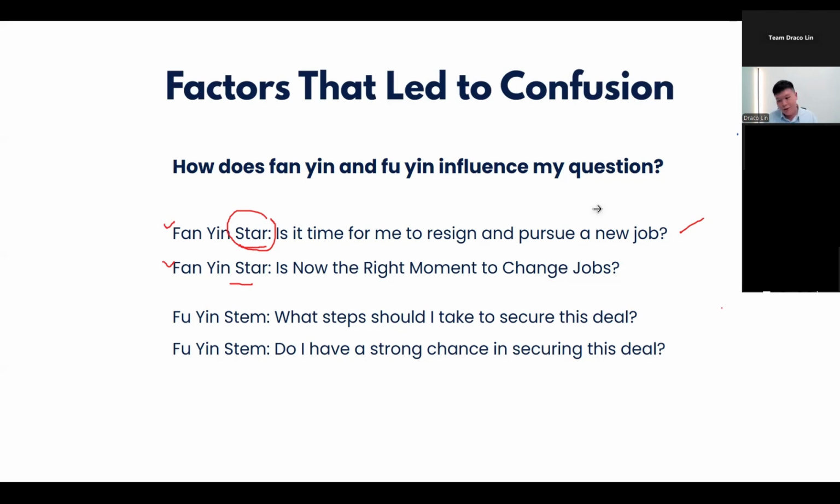So basically, it still boils down to the question. The question also dictates the Fan Yin and Fu Yin possibilities. You get my point? Just now we talked about the whole palace being good, then we talked about one part, one variable having a Fan Yin or Fu Yin, and now we are talking about questions. These three different things will formulate your strategy for decision making.